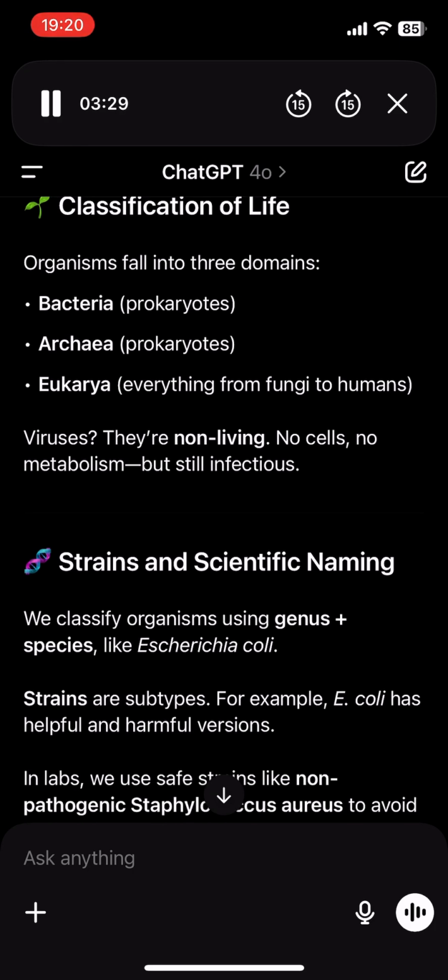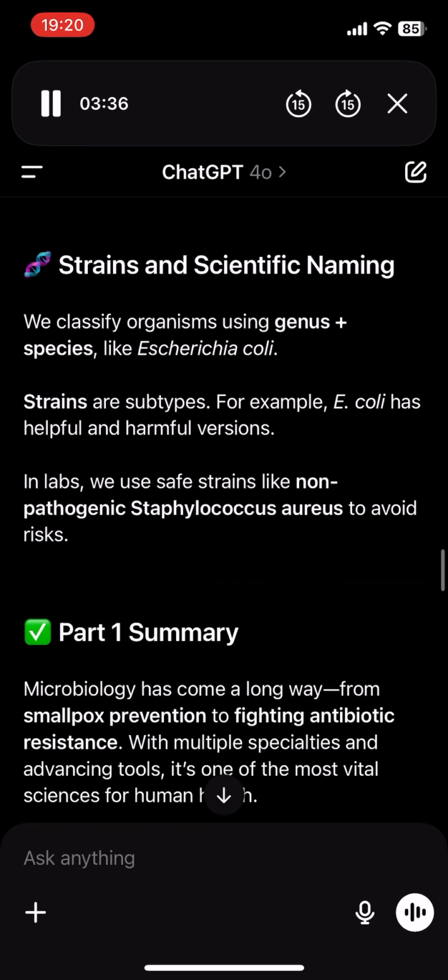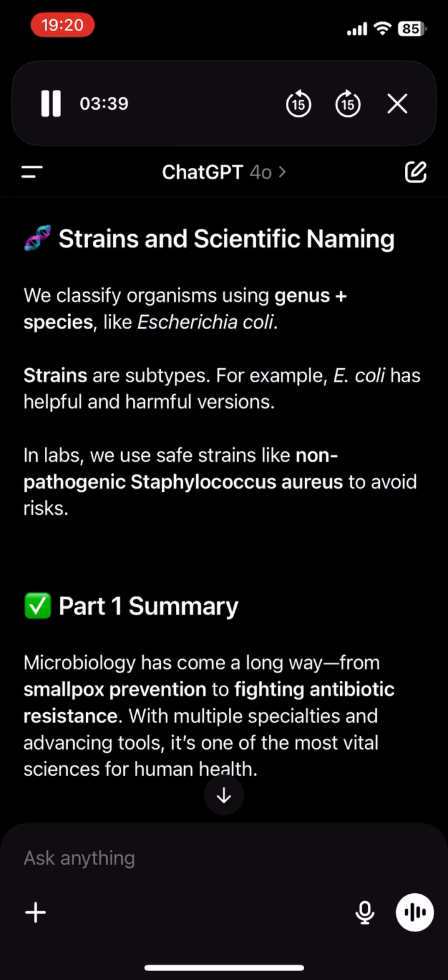Strains and scientific naming. We classify organisms using genus and species, like Escherichia coli. Strains are subtypes. For example, E. coli has helpful and harmful versions. In labs, we use safe strains, like non-pathogenic Staphylococcus aureus, to avoid risks.